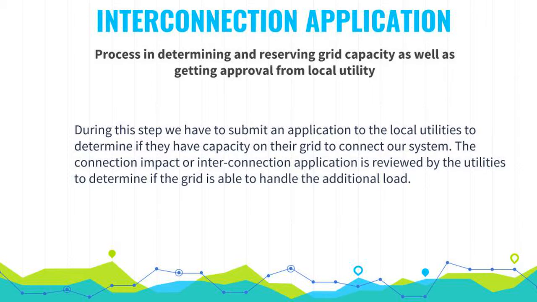The interconnection application is the process in determining and reserving grid capacity, as well as getting approval from the local utility. During this step, we have to submit an application to the local utility to determine if they have capacity on their grid in order to connect our system. The connection impact or interconnection application is reviewed by the utility to determine if the grid is able to handle the additional load. It should be noted that if the system is off-grid, this step is not applicable.